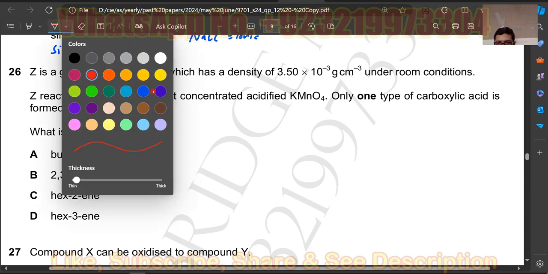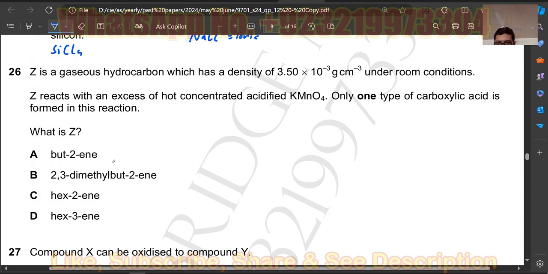We need to find different things in this question. First of all, we have been given the reaction of these hydrocarbons with the acidified KMnO4. So, if you recall your organic chemistry, it says that we need to find the formation of the carboxylic acid as a result of this reaction.